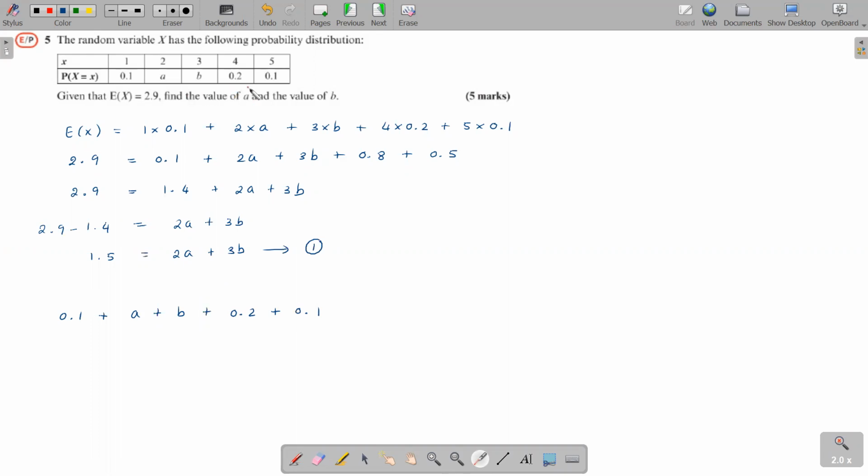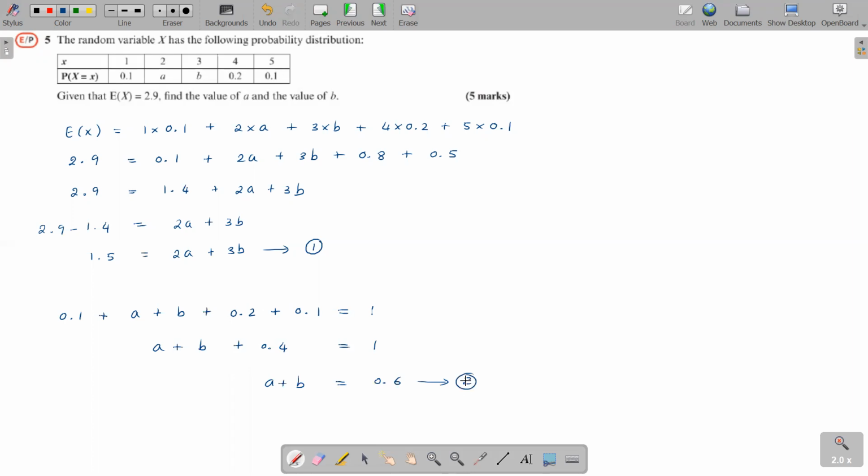So what was the rule we learned in the previous part? The rule is always the total probability in a probability distribution must be equal to 1. The total probability must be equal to 1. So I get here a plus b plus 0.2, 0.3, 0.4 equals 1. So a plus b equals 1 minus 0.4, which is 0.6. This is the second equation.